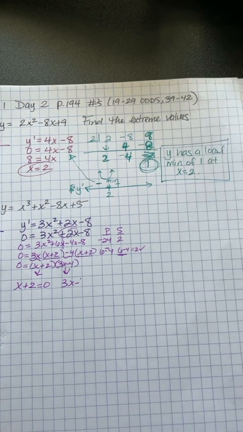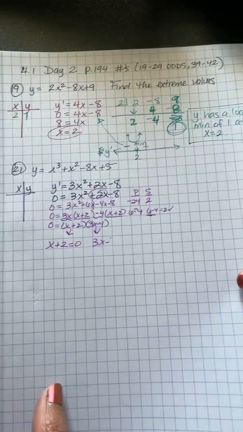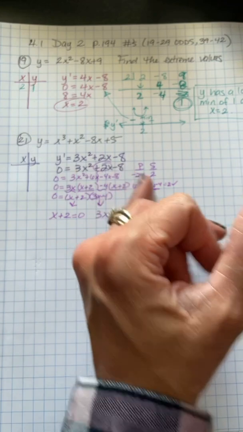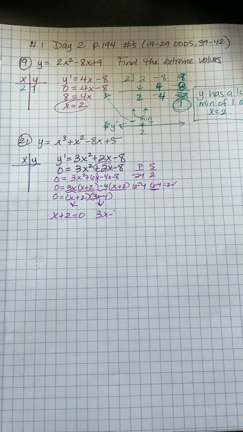Okay. Number 21, I was going through it and then I got cut off. So same type of thing. We have to take a derivative. So the derivative would be 3x squared plus 2x minus 8. The derivative of 5 is 0, so that's why there's nothing else after that. Set it equal to 0, and we get a hard trinomial.